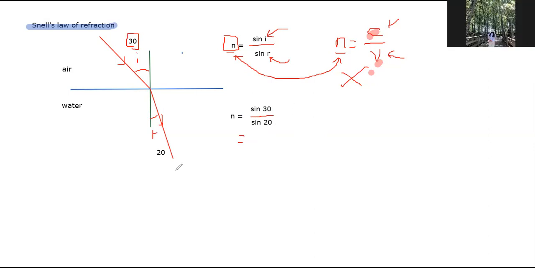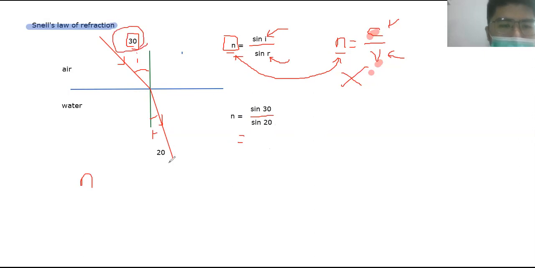Teacher, in the exam, the numbers will be given to you, right? Yes, the numbers will be given to you. But sometimes they will give you the n and only the incident angle, and ask you to find the refracted angle. 1.46. Okay, so 1.46.